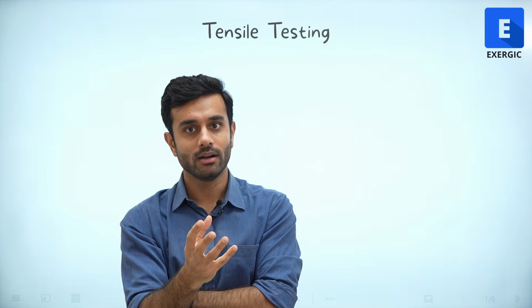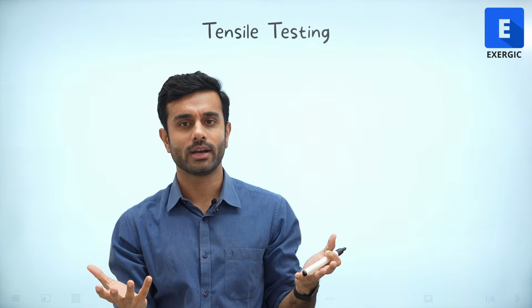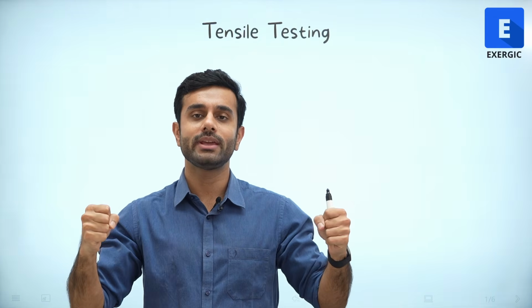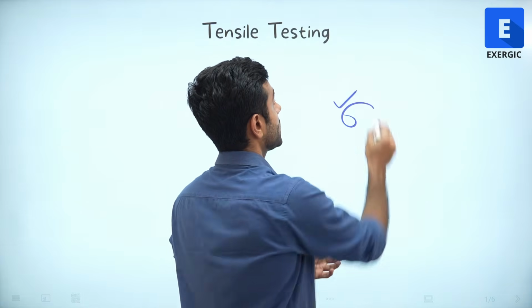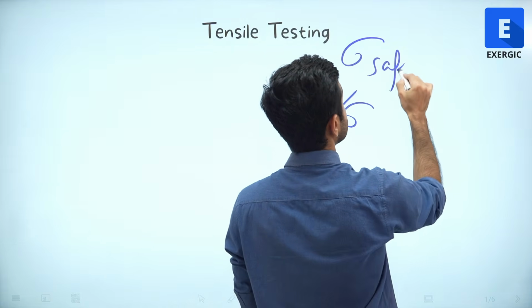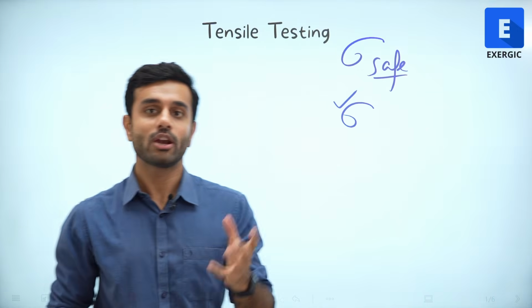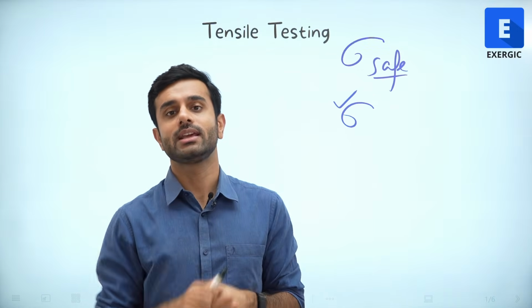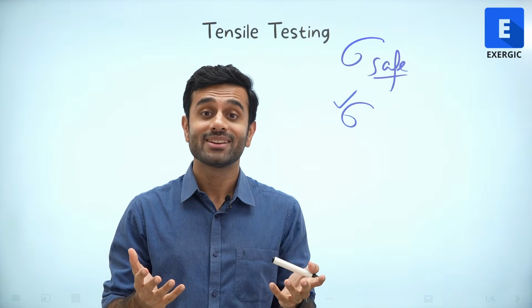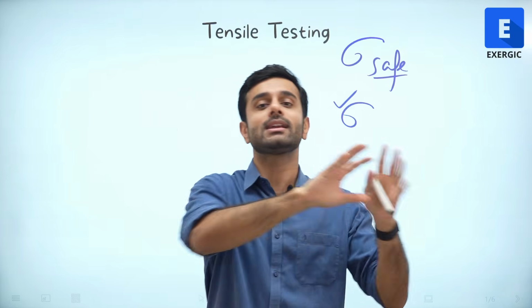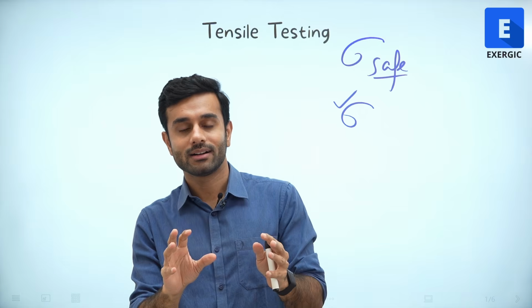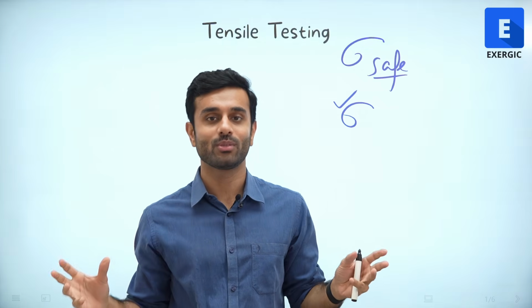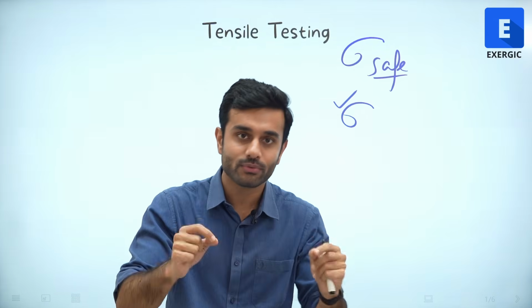The value of sigma which you are applying, that you can calculate. How? How much load P is there? Divide with the cross section, you get the value of sigma. But how much is the safest value of sigma for aluminum, for copper, for steel, for cast iron? That you have to calculate experimentally. You cannot do that by any guesswork or by any formula as such. You have to do an experiment.